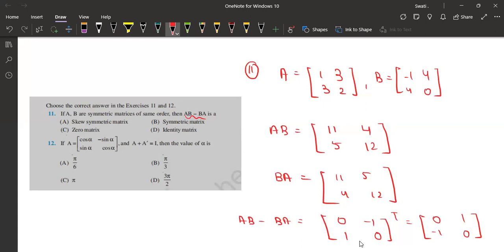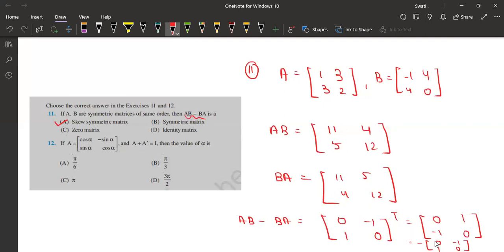And if I take the negative sign outside, I'm getting 0, negative 1, 1 and 0. That means I'm getting AB minus BA as the negative of the transpose of this. That means it is satisfying the definition of a skew symmetric matrix. That is why this is the answer.